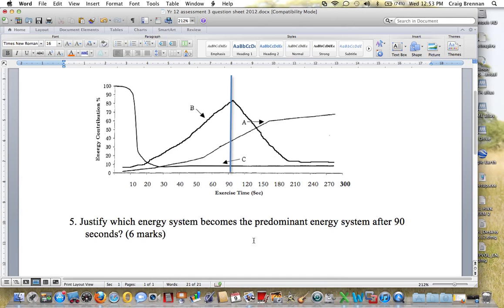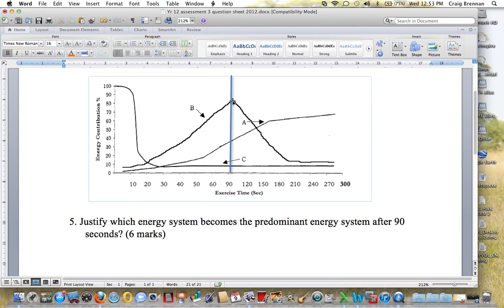Question 5 asks students to justify which energy system becomes the predominant energy system after 90 seconds. So we need to look at "justify" and "predominant," meaning the main system, the one being used, and it's after 90 seconds. I've just drawn a line on the 90-second mark, as close as I can get it, to show that we're looking from here across at which system becomes predominant after 90 seconds, not at the 90-second mark.